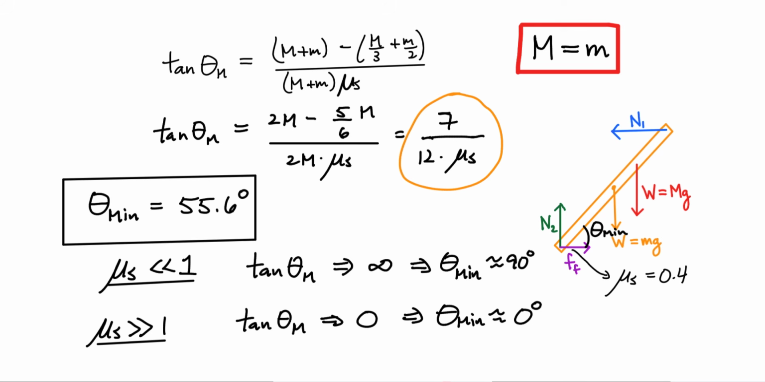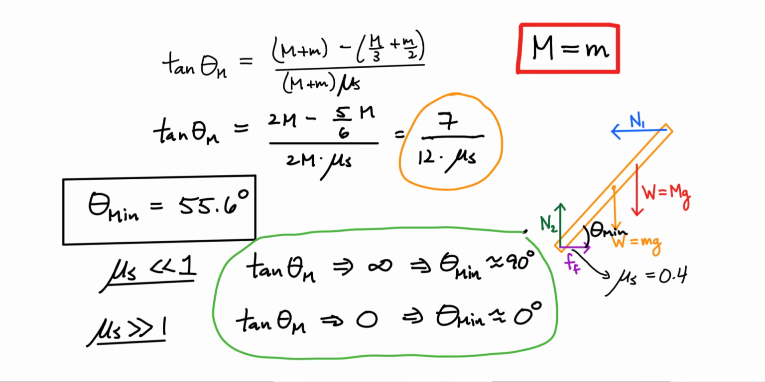So this is kind of like a sanity check. Do the results make sense under the appropriate limits? And in this case, they do. For one specific example where we have a painter standing 2/3 of the way up and the mass is equal to the mass of the ladder, we get this value of the angle. Anyway, hopefully you can understand how you could solve problems like this or similar problems.